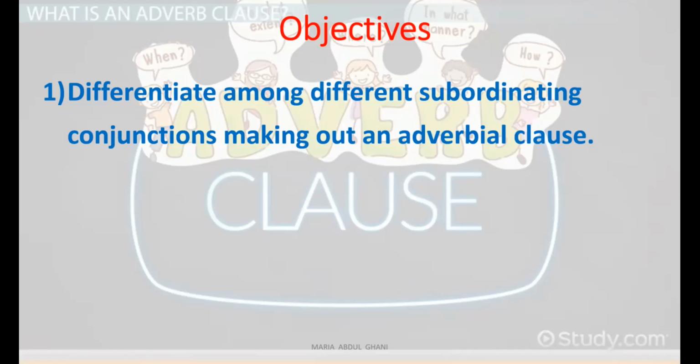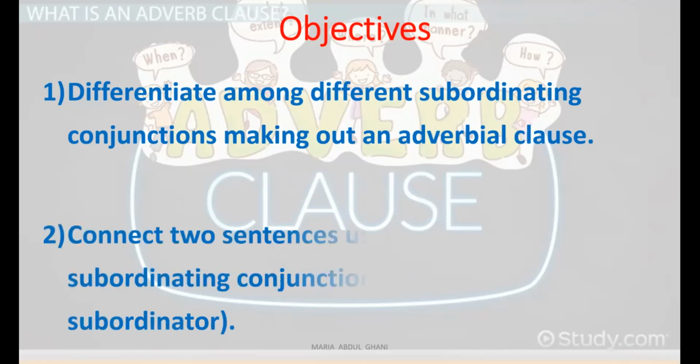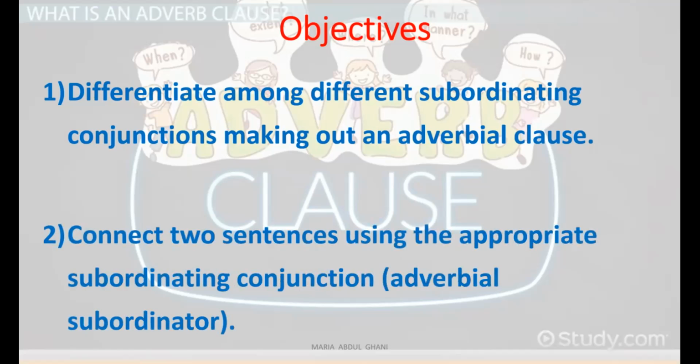Okay, you remember the subordinating conjunctions. We have talked about this in the run-on sentences lesson. You remember them. We are going to talk about them in detail today. Number 2, Diane. Connect two sentences using appropriate subordinating conjunctions, adverbial subordinators. Okay, we are going to connect sentences using the appropriate subordinating conjunction. I told you today we are going to talk about those subordinating conjunctions in detail in order to use them correctly when connecting the two sentences.